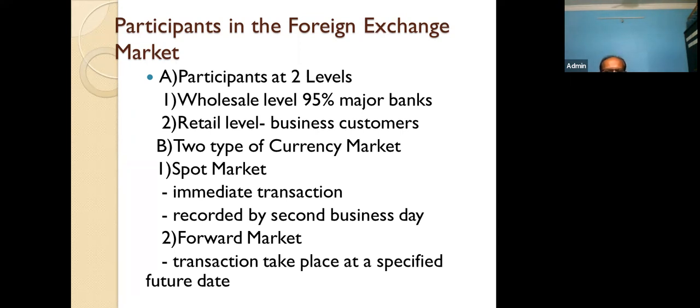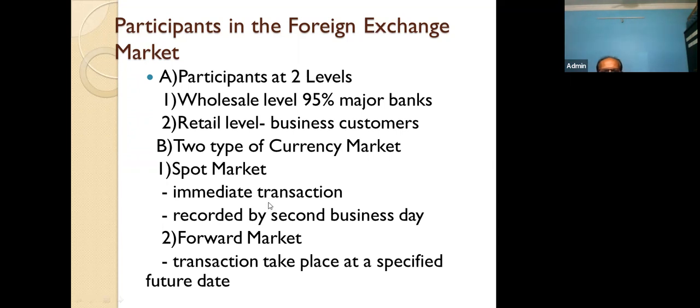Maybe 3 days later or 6 days later, maybe 30 days later, whatever it is. So that is why forward market transactions take place at a specified future date. You have to specify the future date. Now suppose today is the 11th of February. So if you have decided on 2nd March, on 2nd March the transaction will take place. That is known as forward market. So the foreign exchange market has the spot market and the forward market.